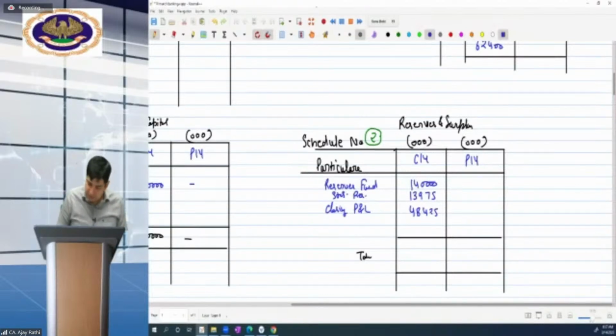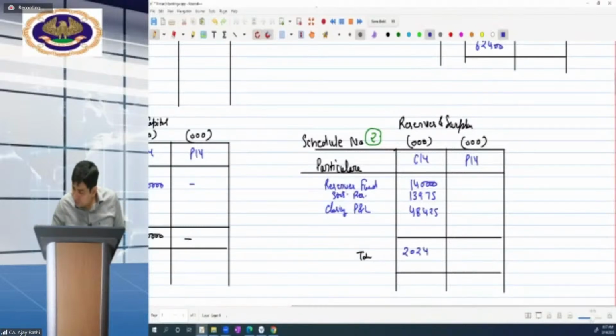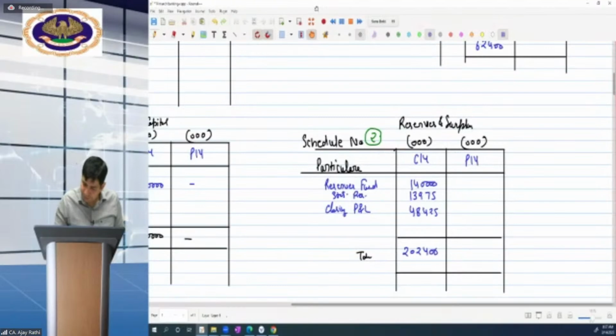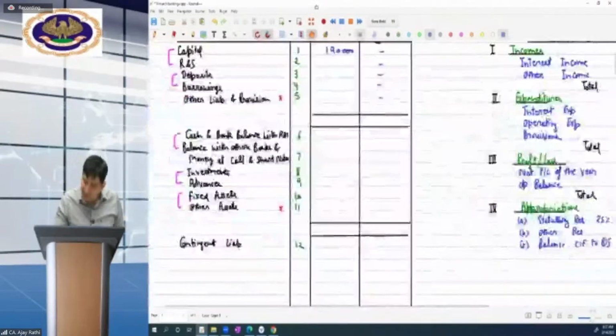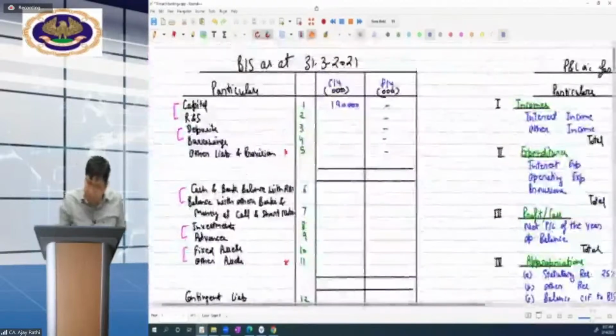1,40,000 plus 139,750 plus 48,425. That is 2,02,400. Yes. Now beta, put the figure here. Reserve and surplus 2 lakh.